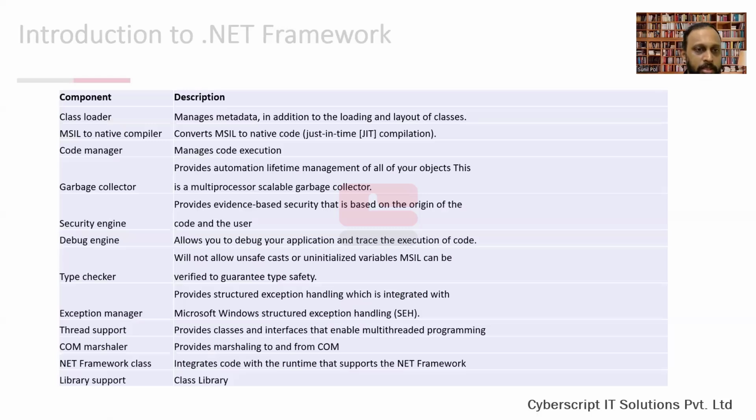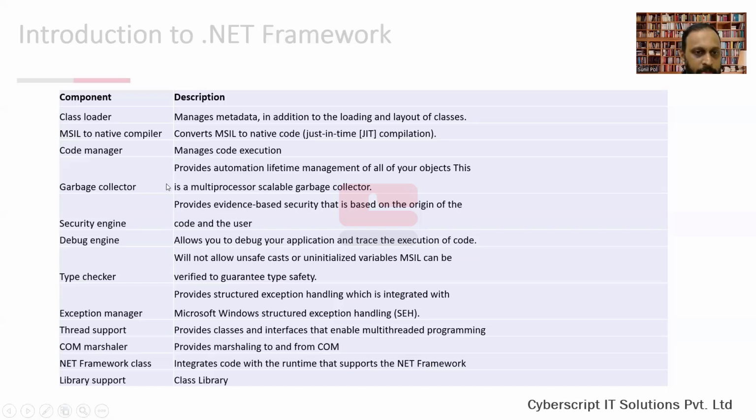We can check each component in detail. The first component is the class loader, which manages metadata in addition to the loading and layout of the classes. The next is the MSIL to native compiler. As we have already discussed, whenever code from any programming language gets compiled, it gets converted into MSIL, the Microsoft Intermediate Language. After that, CLR comes into the picture. CLR will convert the MSIL into native code with the help of the just-in-time compiler. The next component is the code manager, which manages the code execution.